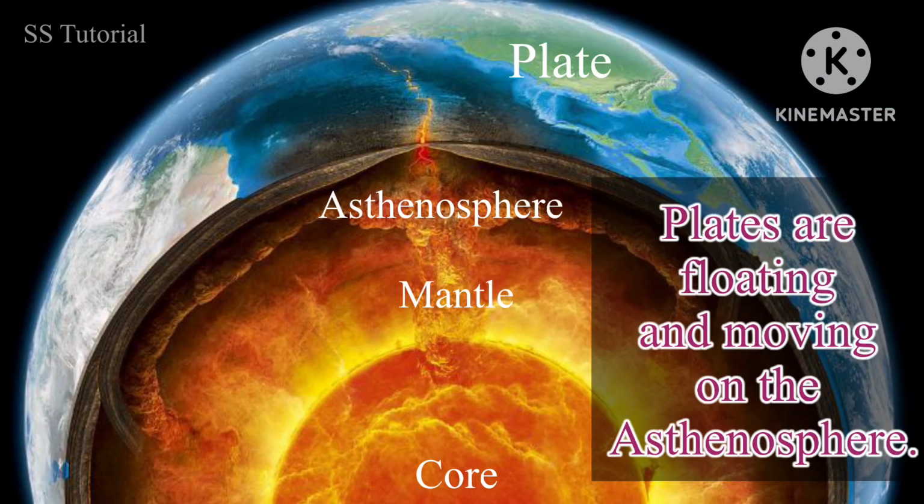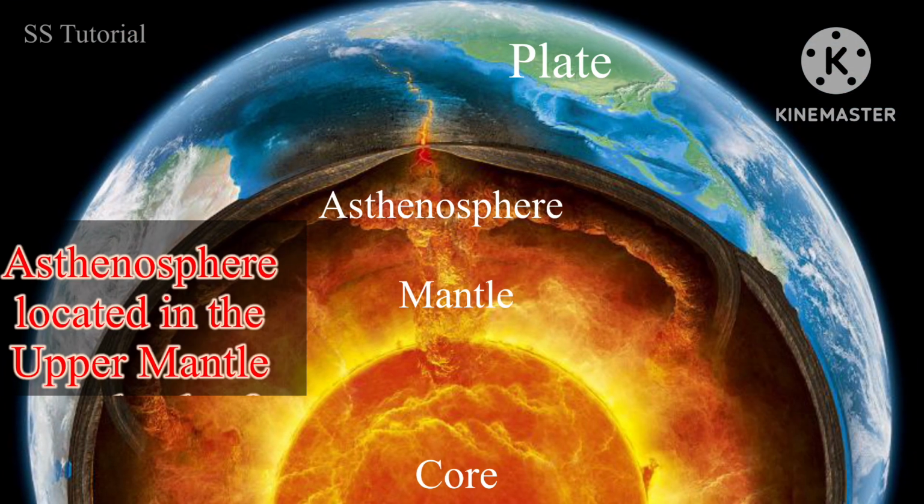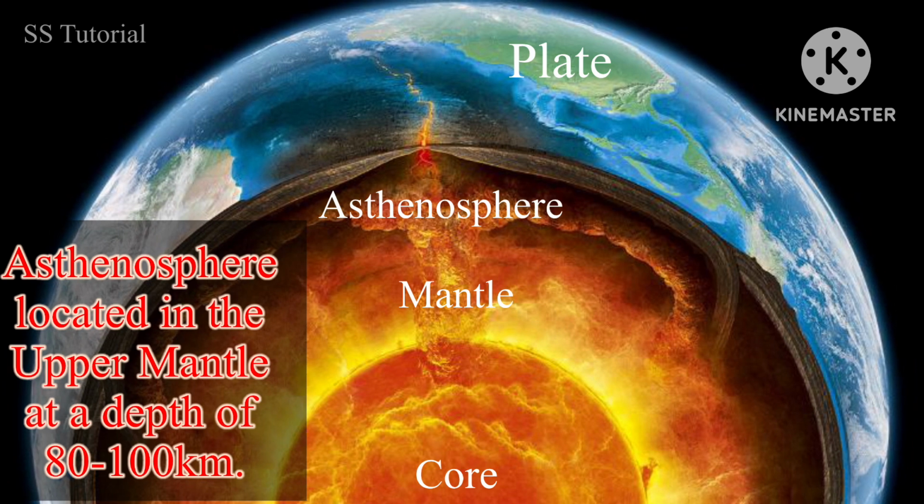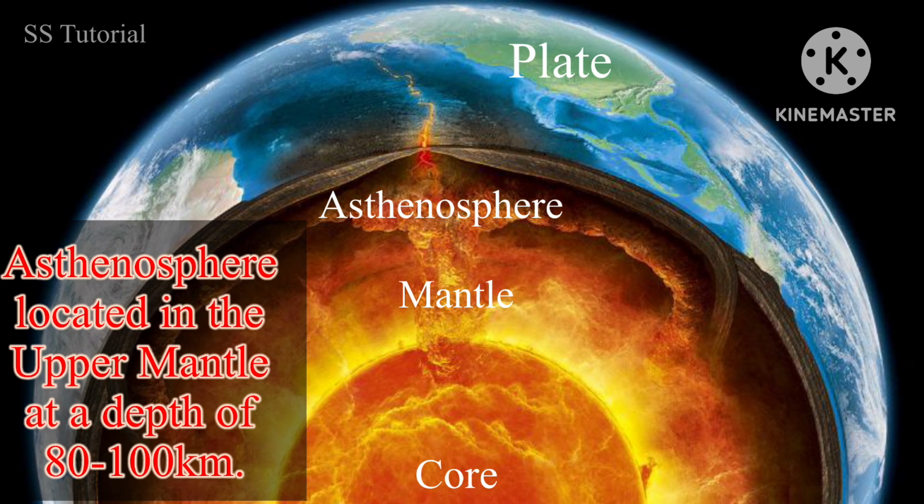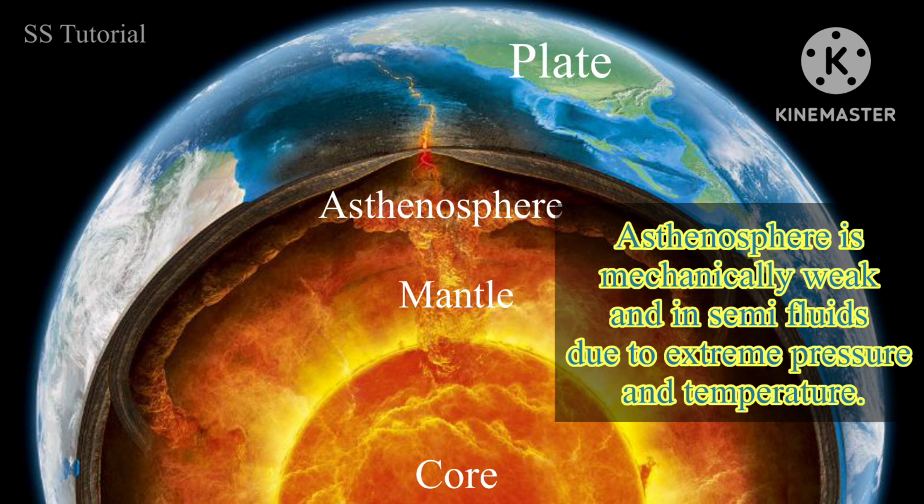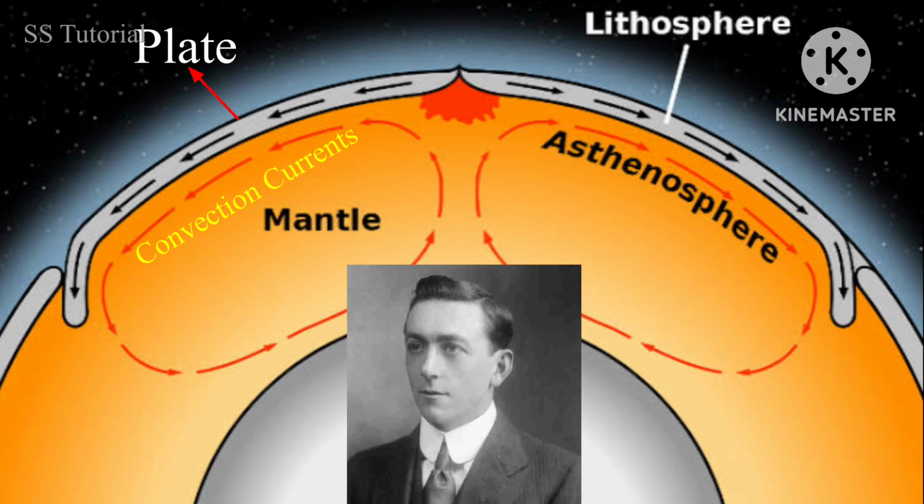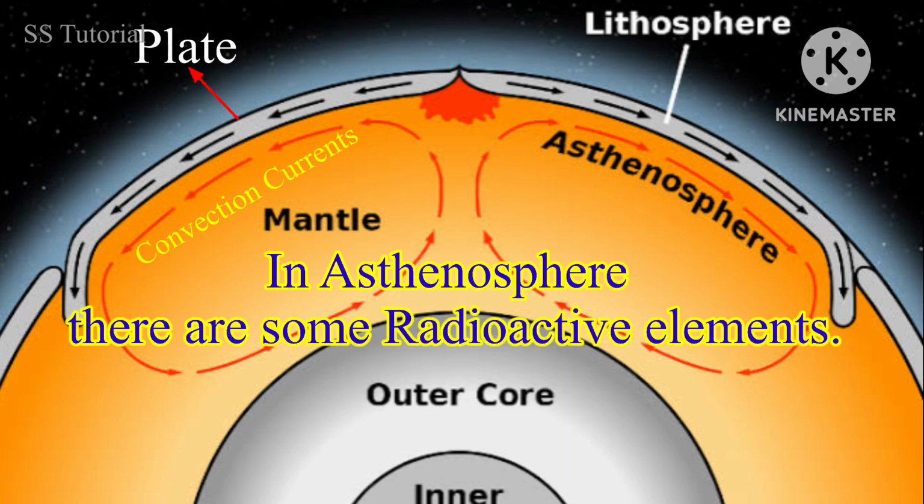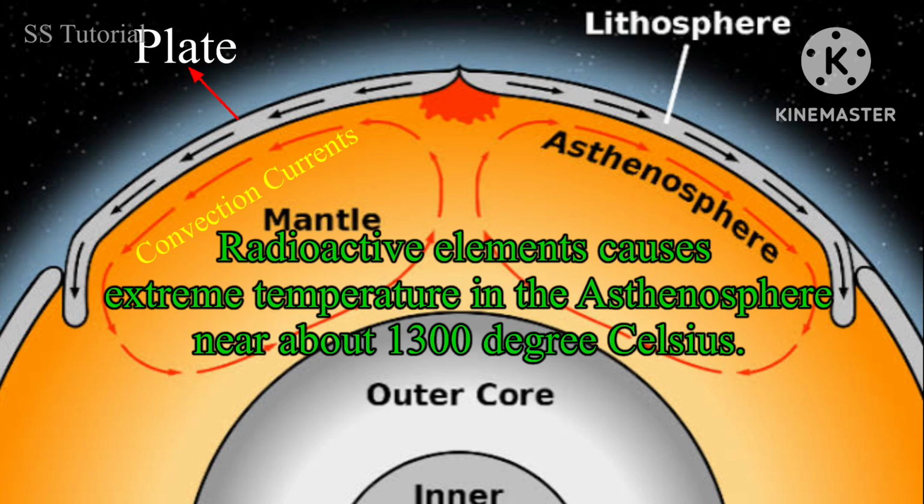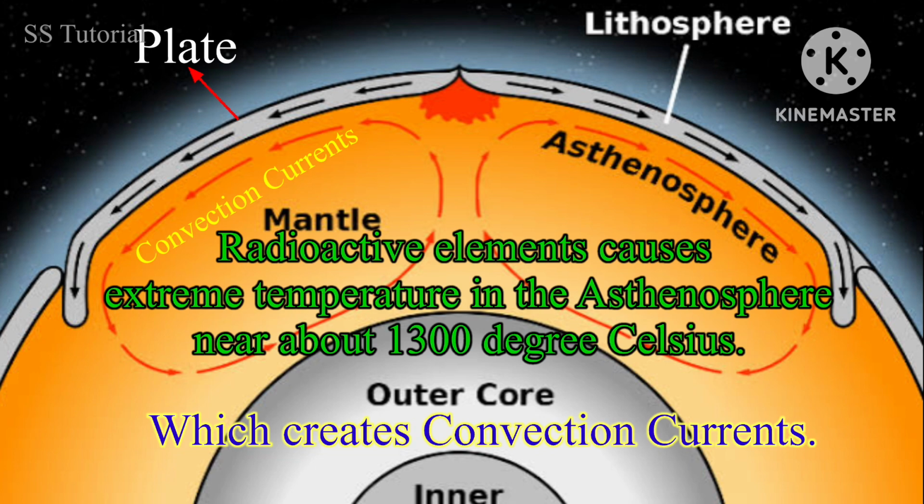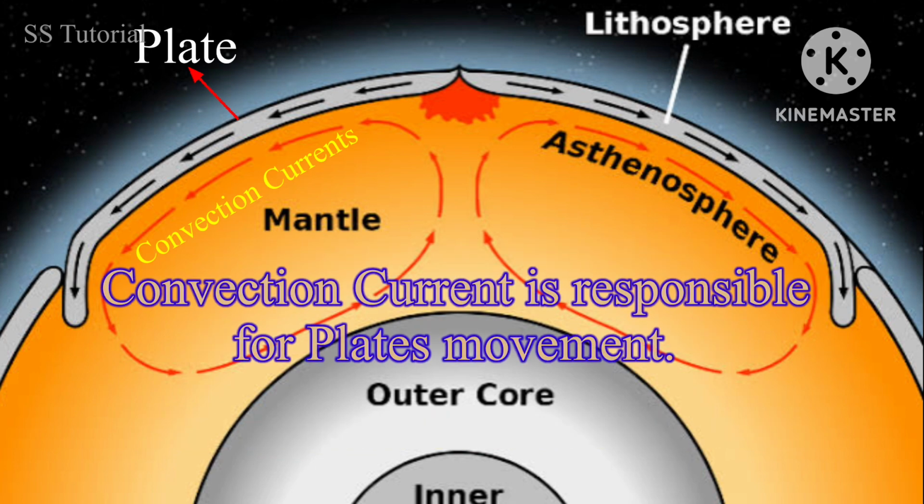Plates are floating and moving on the asthenosphere. Asthenosphere is the region of the upper mantle, situated at a depth between 80 and 100 km, which is mechanically weak and semi-fluid due to extreme heat and pressure. According to Arthur Holmes, an English geologist, in the upper mantle there are some radioactive chemicals which cause extreme heat, near about 1300 degrees centigrade, which creates convection currents. These convection currents are the main reason for the plate movement.